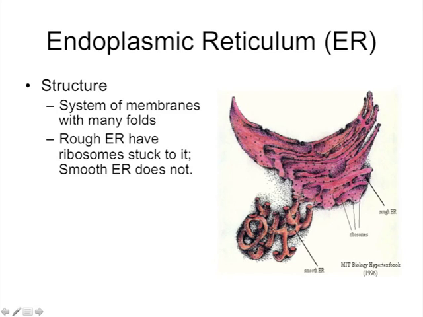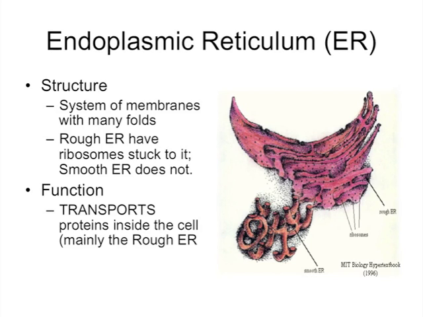But the main difference is that these little black dots that you see here are going to be the ribosomes. And they're going to be on the rough ER. They're going to look like little bumps on the rough ER, and the smooth ER doesn't have those. All right. The main job for the endoplasmic reticulum, its main function, is that it's a transportation system.